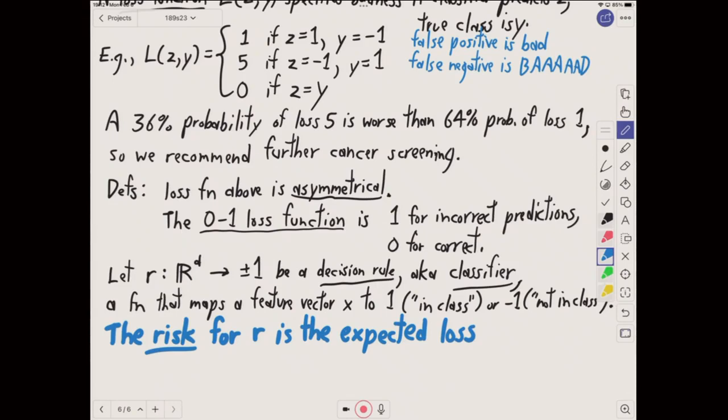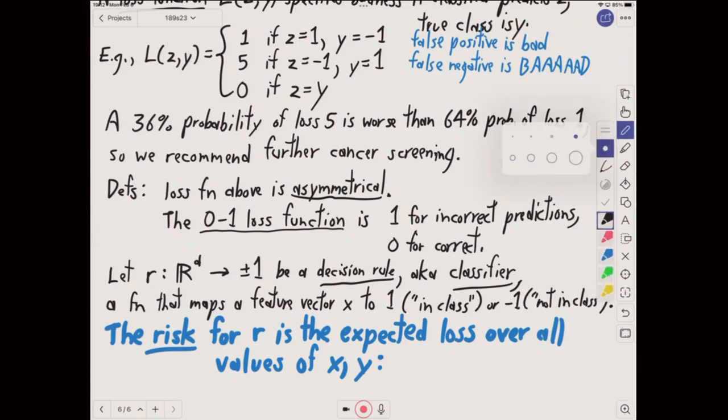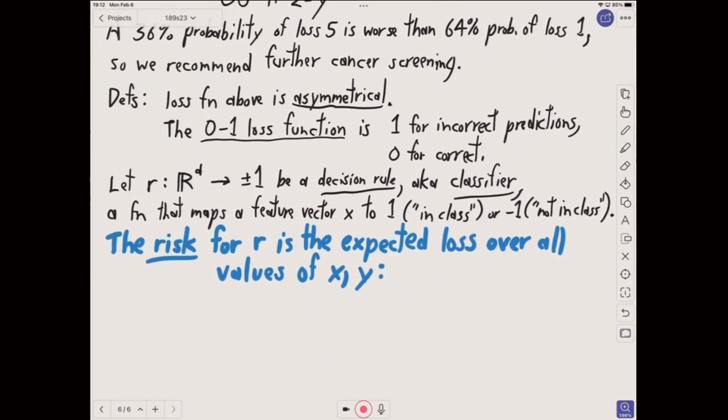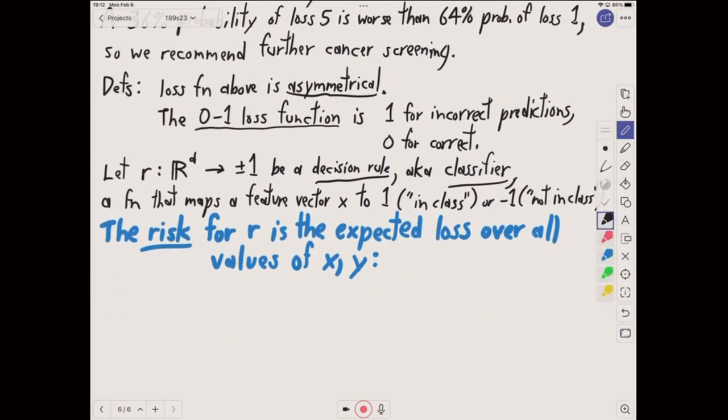When I say expected loss, I'm taking the expectation over something. I'm taking a mean here. Over what? Over a probability distribution of all the possible values of x and y, feature vector and label, that I could possibly expect to get. I would suggest you want to memorize this definition. The risk is the expected loss. The risk is the expected loss. The risk is the mean loss.